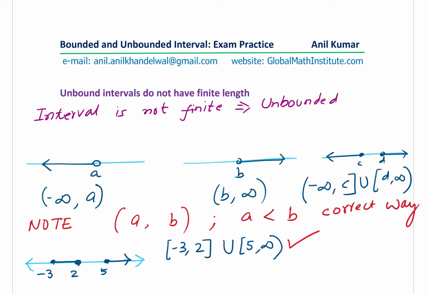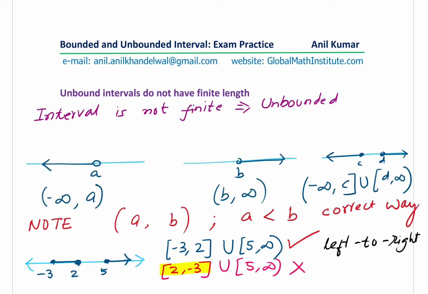However, if you interchange and write 2 to -3 union, and let's say you keep this as such, that will be incorrect since this order is not correct. So always, whenever you write, it is to be written from left to right. Is that clear? That is the interval.